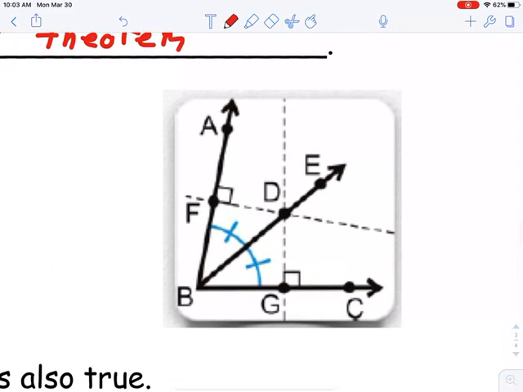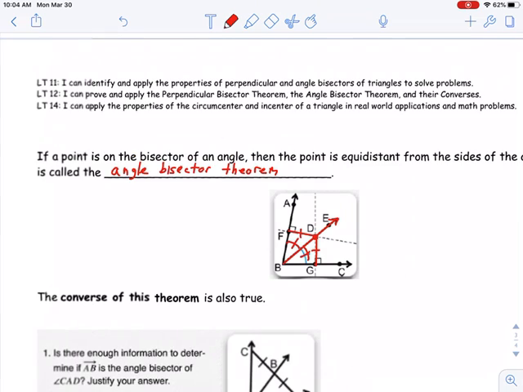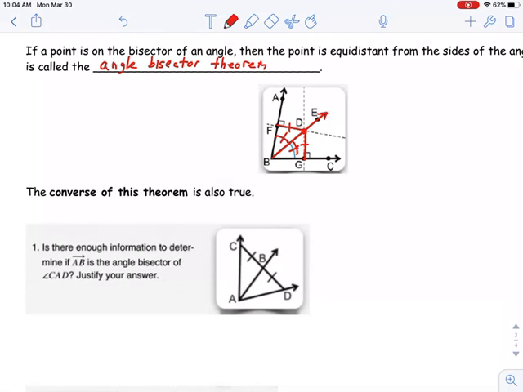So like right now, who really cares that this is an angle bisector? Alright, it's an angle bisector. That part's congruent to that part. Well, then D is equal distance to both sides. Who really cares? Just for one angle, not really important, but when you put it in a triangle, really cool things are going to happen. And the converse of this theorem is also true.